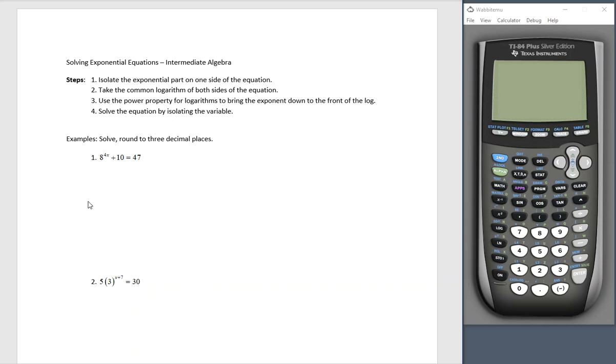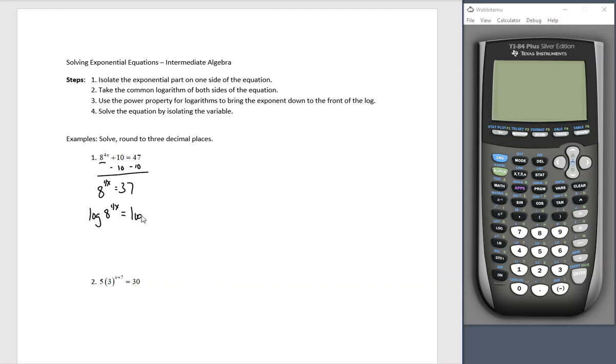So first, we want to isolate our exponential part. So let's subtract 10 from both sides. So we'll have 8 to the 4x equals 37. All right, that's step 1. Step 2, take the common log of both sides. And the common log is log base 10 because that way we could do it on our calculator.